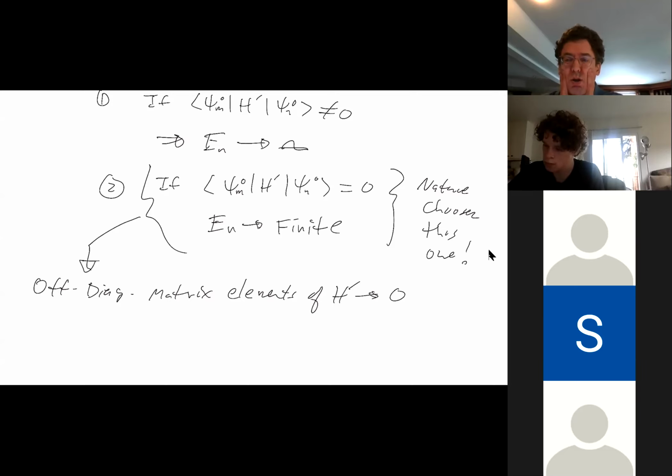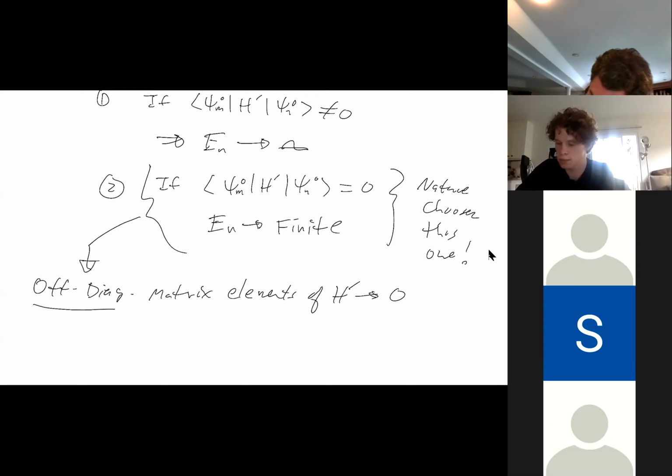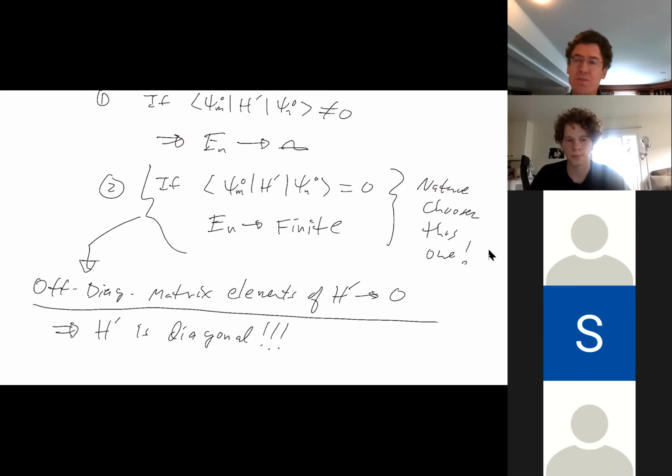You've written H prime in its eigenbasis. Yes. Because if your off-diagonal matrix elements are 0, that means that your matrix is diagonal. If the off-diagonal matrix elements of H prime go to 0, that means that H prime is diagonal. But if H prime is diagonal, that means that the states you have chosen are the special states. What states are they? Say it again.